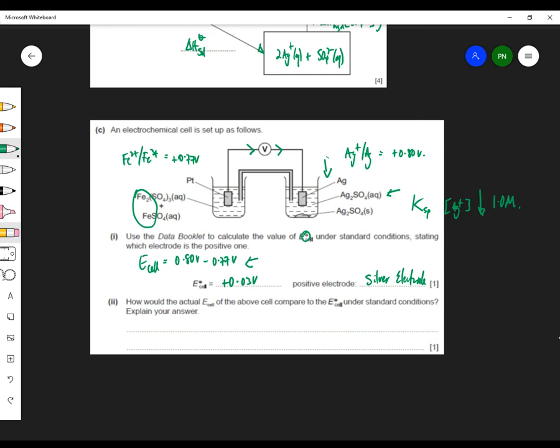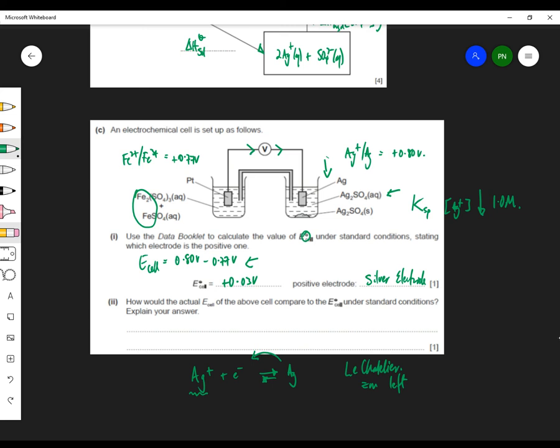Well, we can do this in two ways. This is the way I would do it. Ag+ plus an electron goes to Ag. Now, if we decrease the concentration of the silver ions, more silver atoms turn to silver ions because of Le Chatelier. The equilibrium shifts to the left.